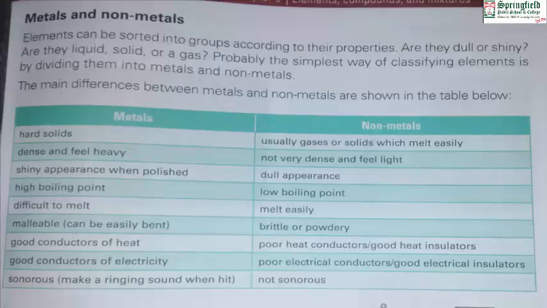Next stage, page 121, metals and non-metals. Elements can be sorted into groups according to their properties. Are they dull or shiny? Are they liquid, solid, or a gas? Probably the simplest way of classifying elements is by dividing them into metals and non-metals. The main differences are in the table.